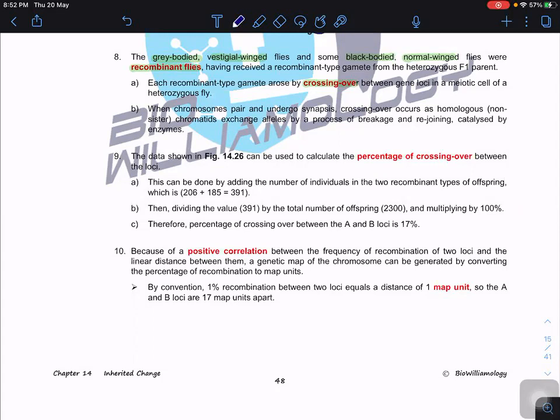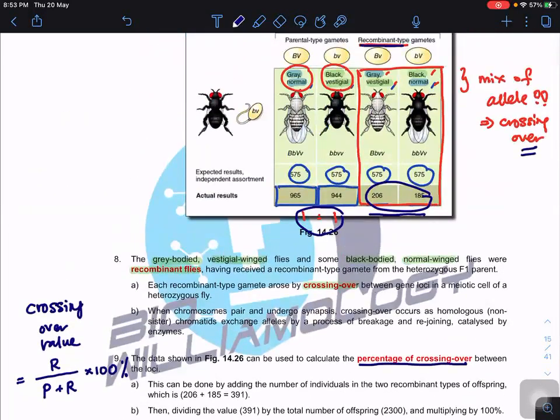From the data here, we can actually calculate the percentage of crossing over. How do we calculate the percentage of crossing over, or sometimes we also call it the crossing over value? Now, what does crossing over value mean? Crossing over value is a percentage. We're going to get the recombinant versus parental plus recombinant, multiplied with 100%. Now, how to get it? If you look at this, recombinant types here will be 206, 185, right?